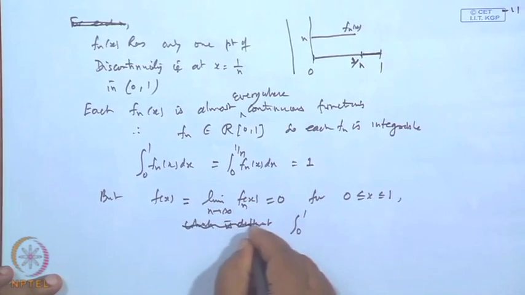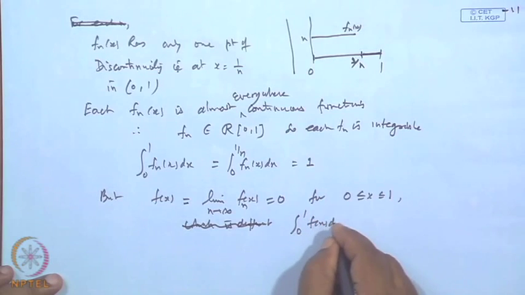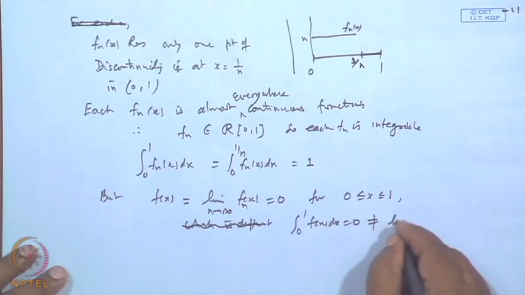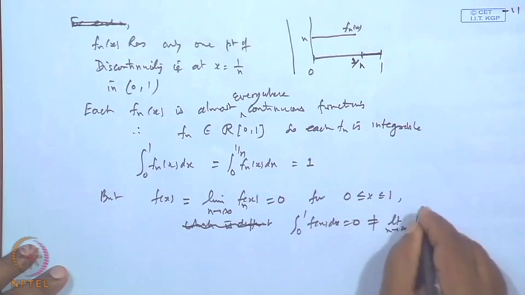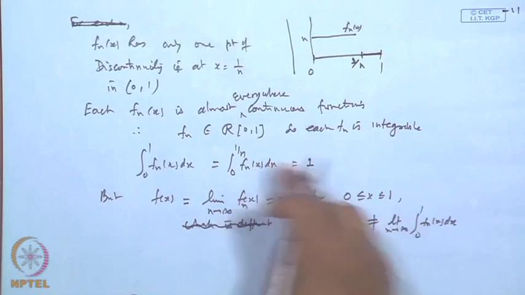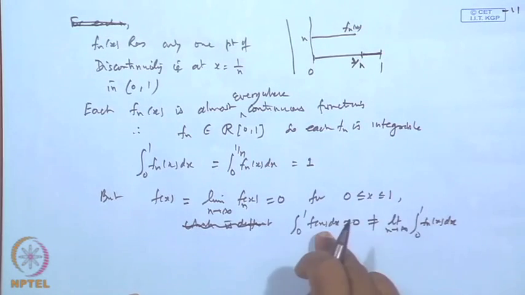So, therefore, the integral from 0 to 1 of f(x) dx is 0, which differs from the limiting value of the integral from 0 to 1 of f_n(x) dx. Clear? Because the limit of this is 1. So, the limit of this is 1 and here it is 0.